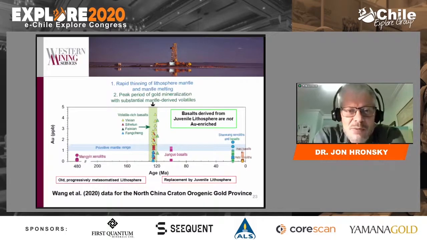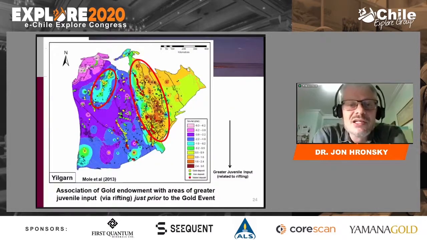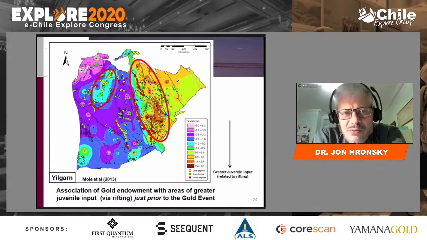This is an example from the Yilgarn Craton of Western Australia, showing the gold deposits as the yellow dots. It also shows nickel deposits as red dots, but that's not so relevant here. And this is a samarium neodymium map of the regional granites. And what the samarium neodymium values, the epsilon neodymium, are telling us is really the amount of mixing between this juvenile event at roughly 2.68 or so and older crust.